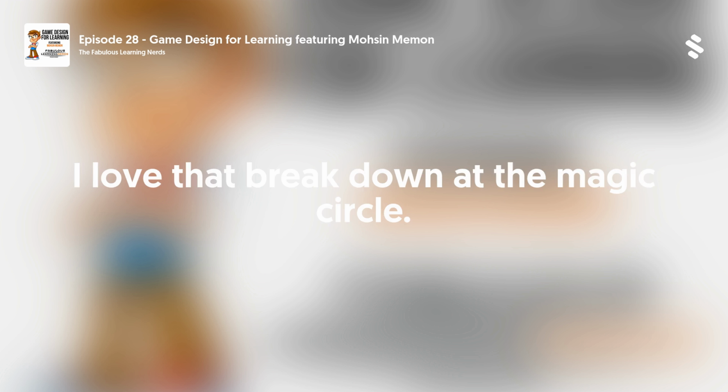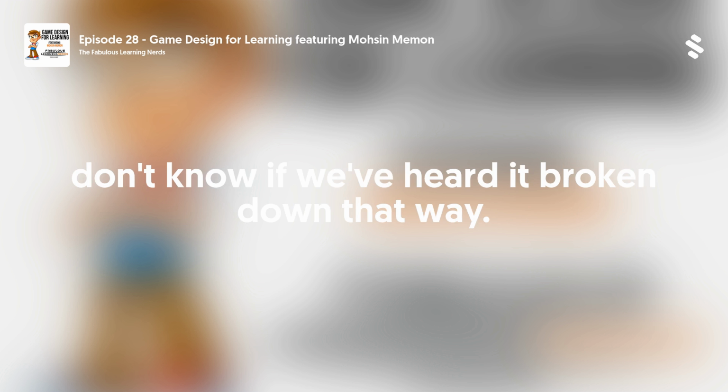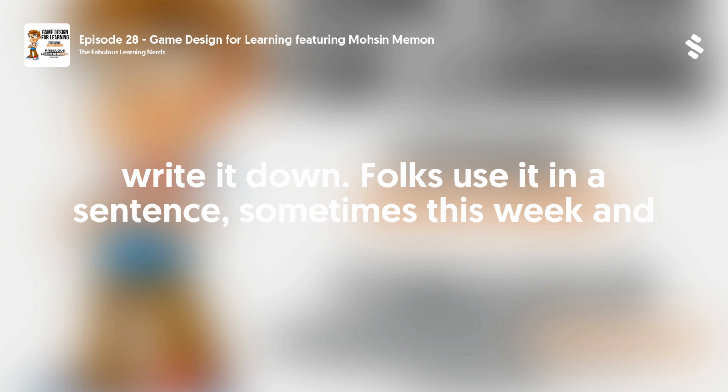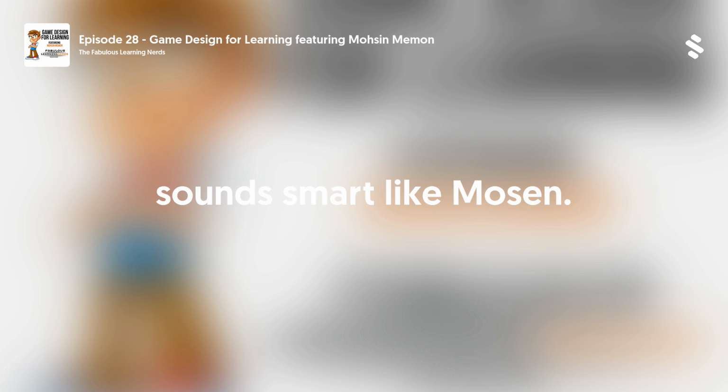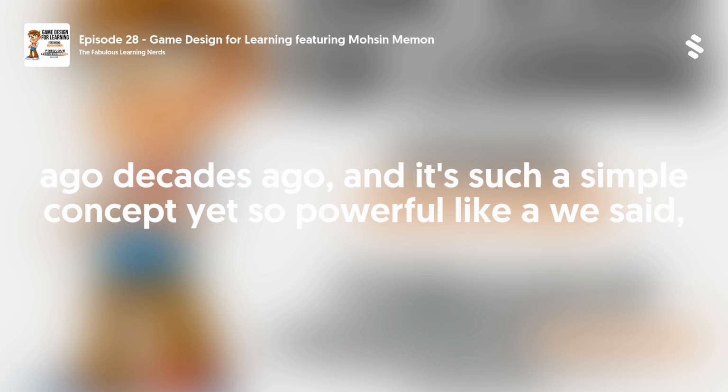I love that breakdown of the magic circle. The player, toy, interaction, making it that simple, but that significant. I don't know if we've heard it broken down that way. No, I don't think we have, and that's awesome. Magic circle, new to me. Write it down, folks. Use it in a sentence sometime this week and sound smart like Mohsin. It's not mine, by the way. It's Johann Huizinga who wrote this many years ago, decades ago, and it's such a simple concept yet so powerful.